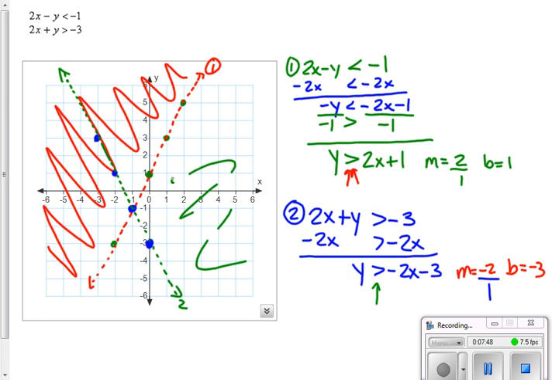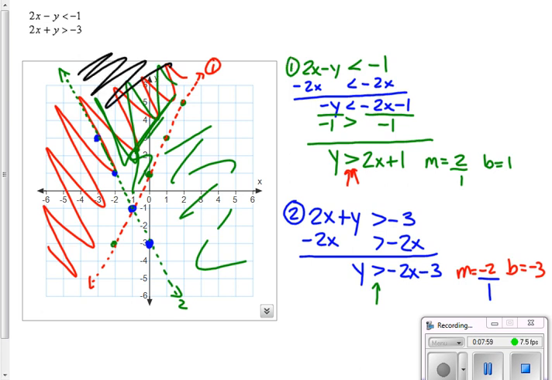When you lightly shade, you figure out where the red and the green come together, and this is the section that needs to be darkened in. So you fill it in nice and dark to prove that these are the possible solutions for these graphs.